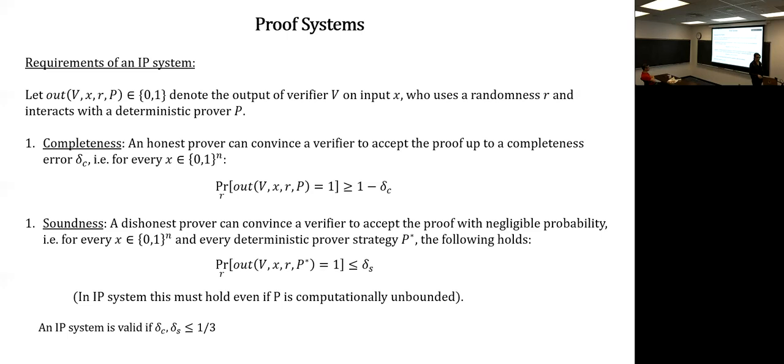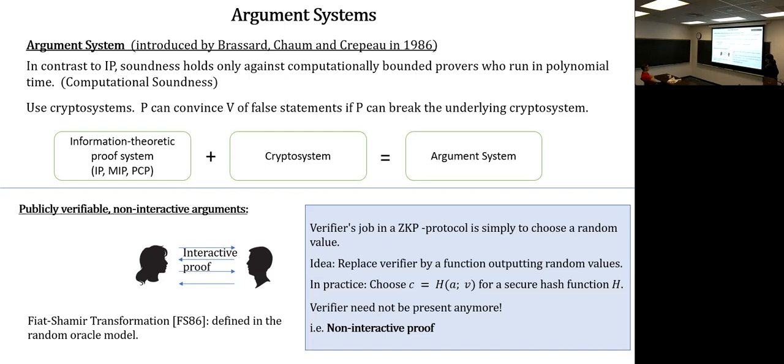Now the question is, what is an argument system? I talked about a proof system, but you probably have seen that I didn't say anything about the computational power of the prover. In an argument system, in contrast to interactive proof systems, the soundness property, where a dishonest prover tries to convince a verifier, holds only against computationally bounded provers. We assume that the provers are computationally bounded and run in polynomial time.